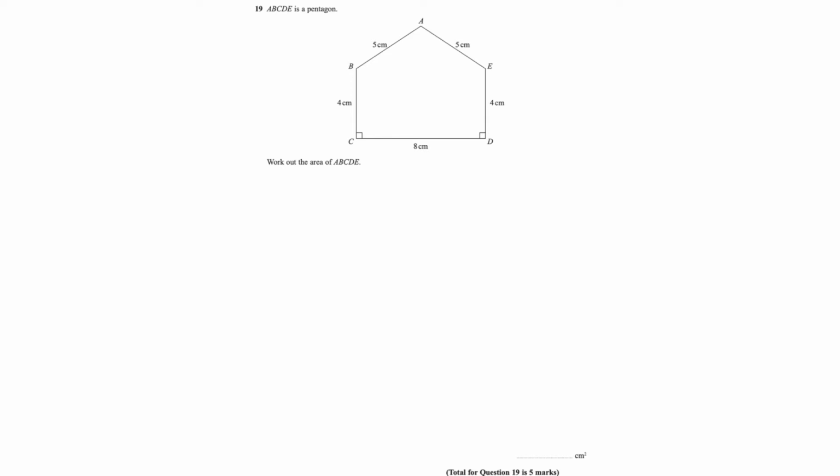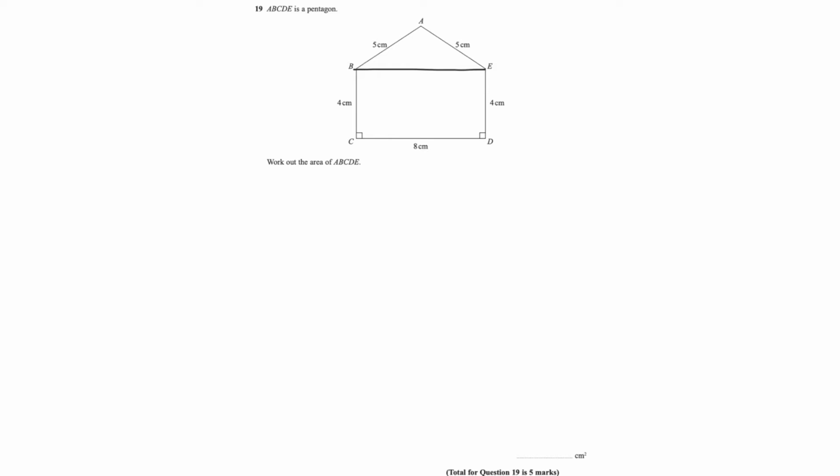So I read the question. This is a pentagon. Okay, that's good to know. I look here, I can see some angles in there. And then it says, because the angles are here, it tells me that if I pull a line across there, then I would have made myself a rectangle. Okay, really important. Work out the area of the whole shape.